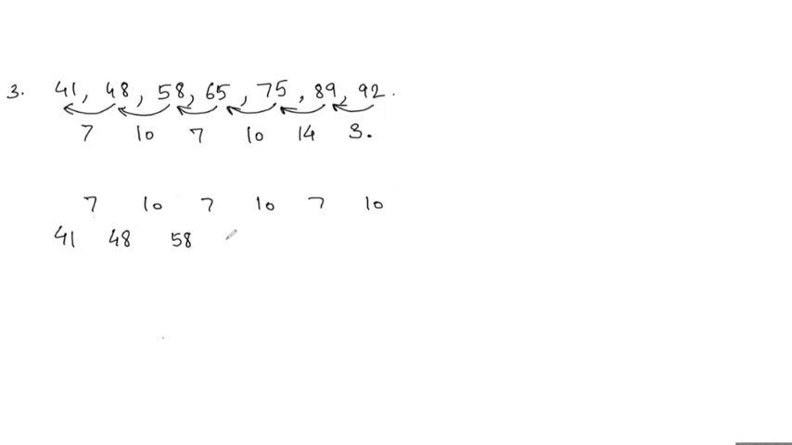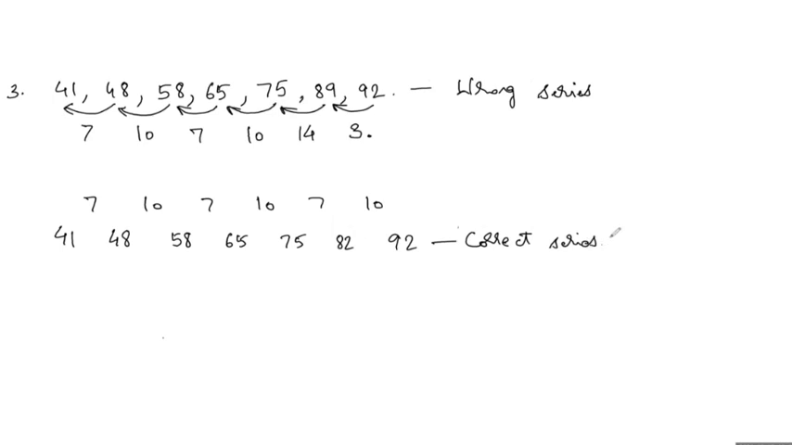58 plus 7, 65. 65 plus 10, 75. 75 plus 7 is 82. 82 plus 10 is 92. This is the wrong series. This is the correct series.